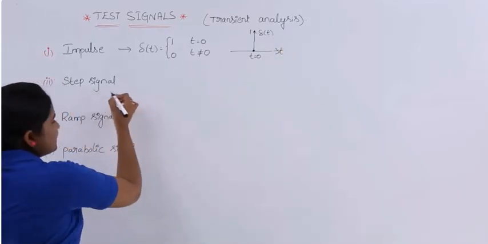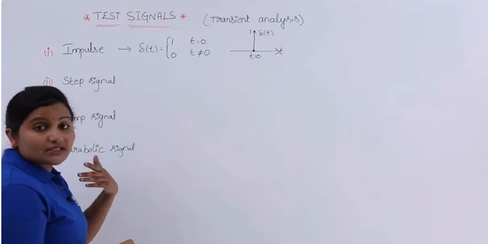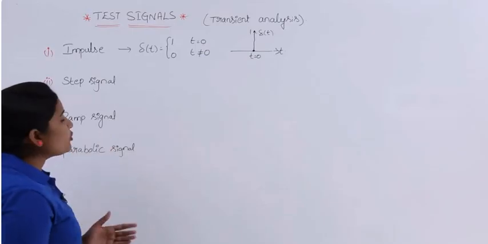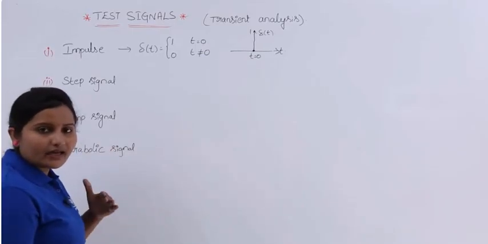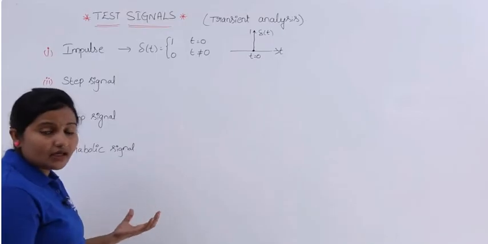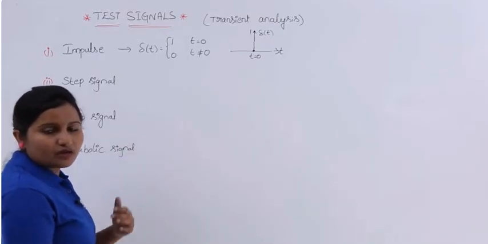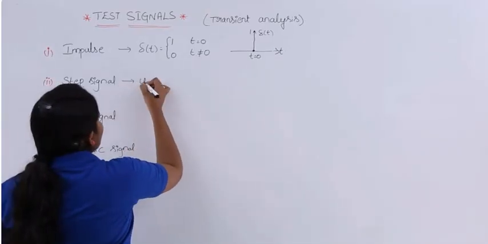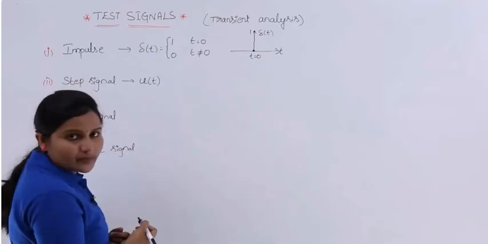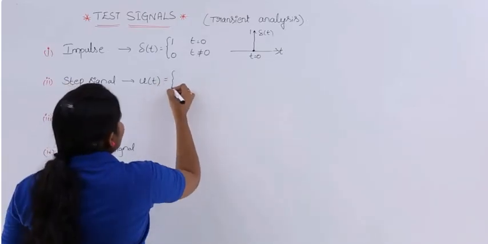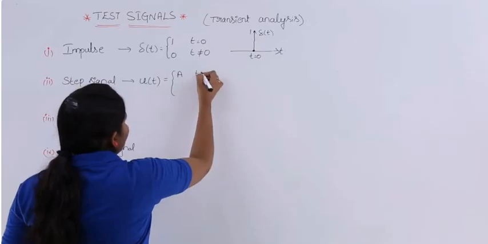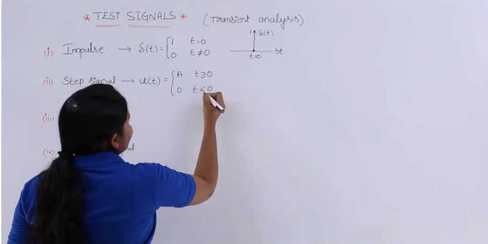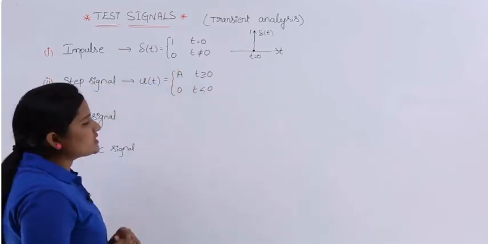Coming to the step signal, sometimes we call it the unit step signal when the amplitude is unity, but here I am calling this just a step signal. When I call it just a step signal, we need to consider some amplitude or voltage. I am going to represent this step signal with u of t. U of t is equal to some amplitude a when t is greater than or equal to 0, and 0 when t is less than 0. This is the definition of the step signal.